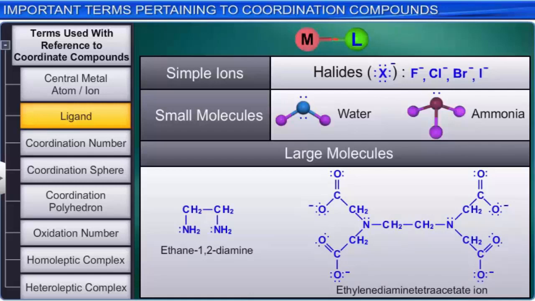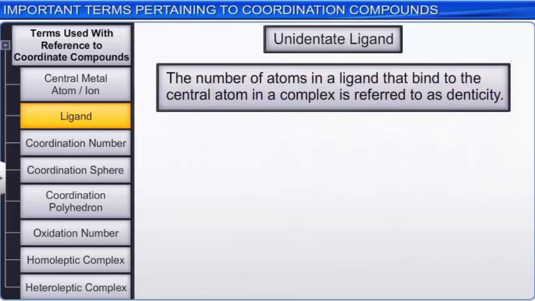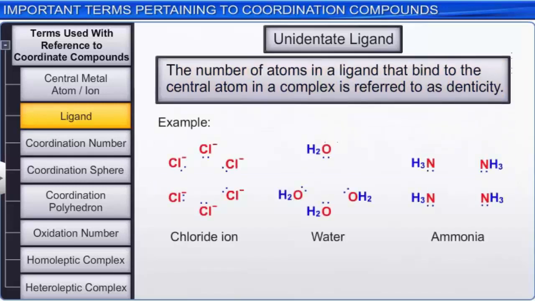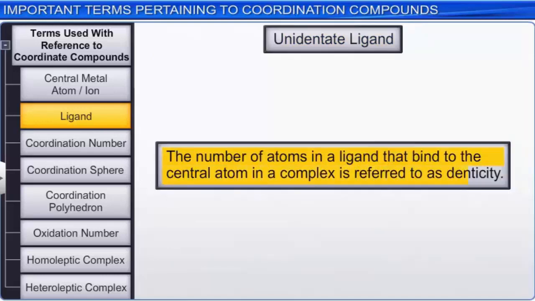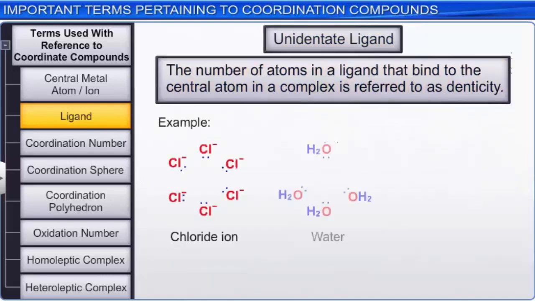Ethane 1,2-diamine and ethylenediaminetetraacetate are called bidentate ligand or polydentate ligand. Okay, we'll be seeing this later. Depending upon the number of atoms in a ligand that bind to the central metal ion, the ligands are classified as unidentate ligand, bidentate ligand, and polydentate ligand. So let us see these types of ligands later.